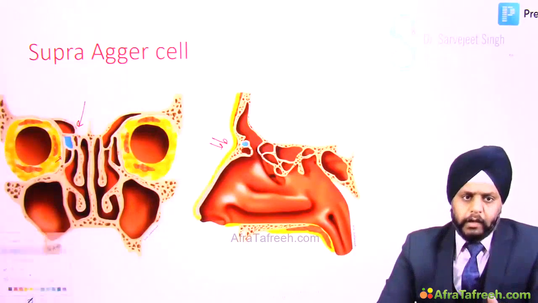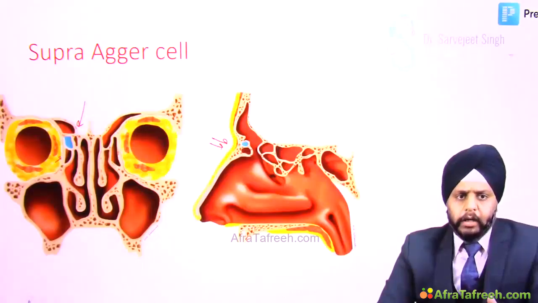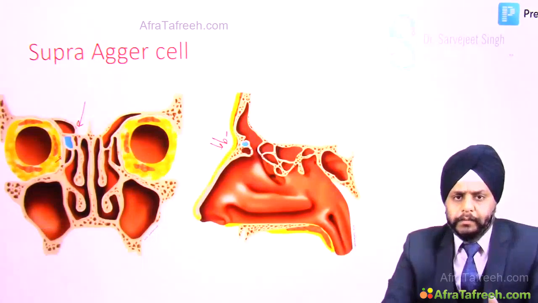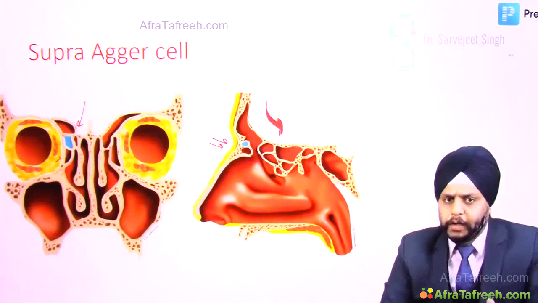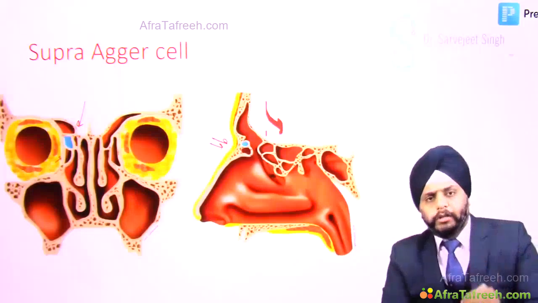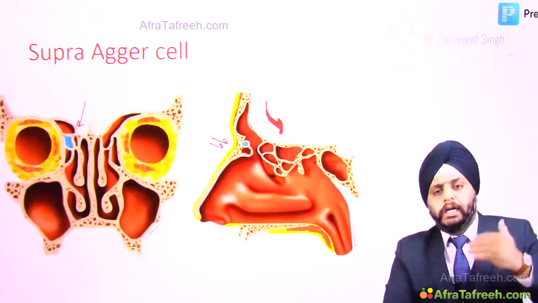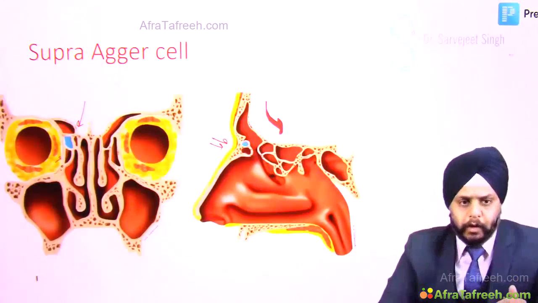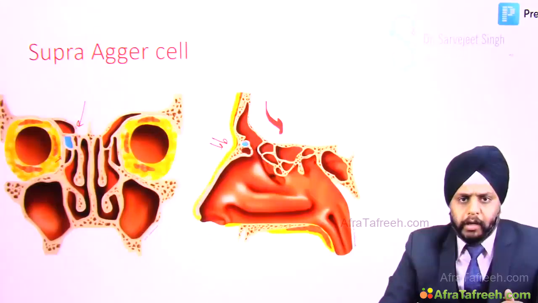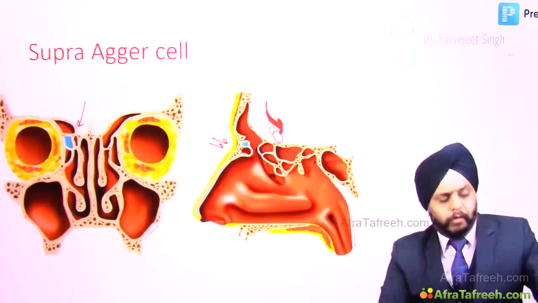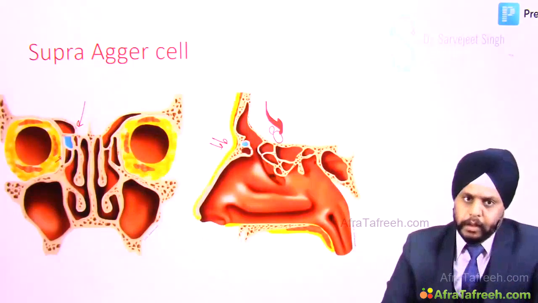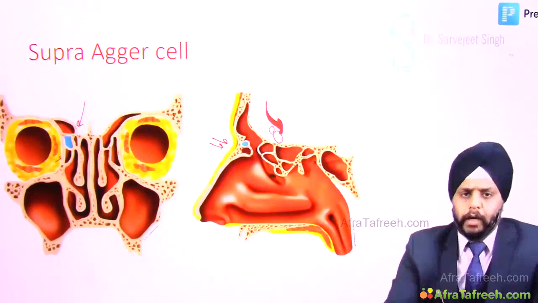All right, significance: you notice over here that there is a drainage pathway, an hourglass drainage pathway going like this, and both the agger cell and the supra-agger cell are on the anterior wall of this drainage pathway. They are over here on the anterior wall, the agger cell and the supra-agger cell.